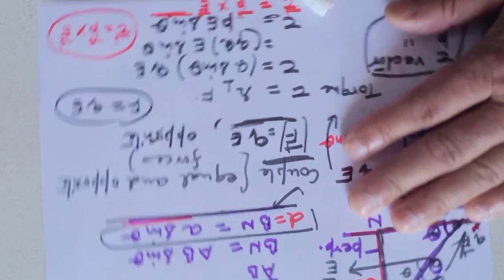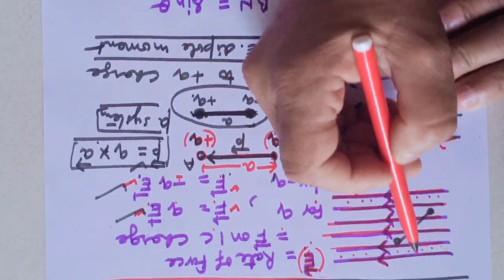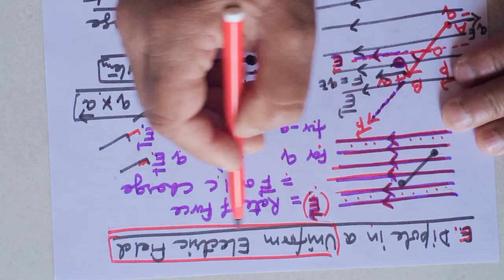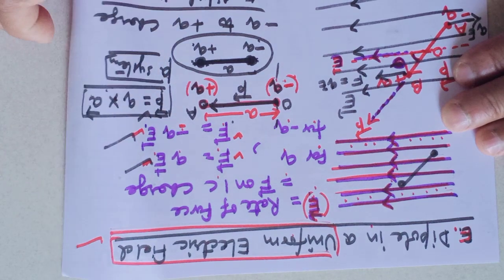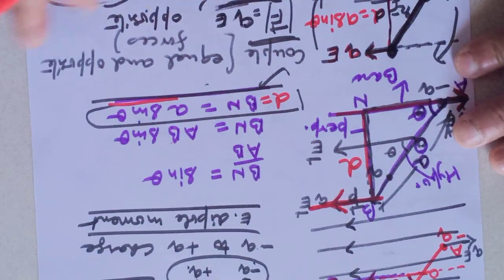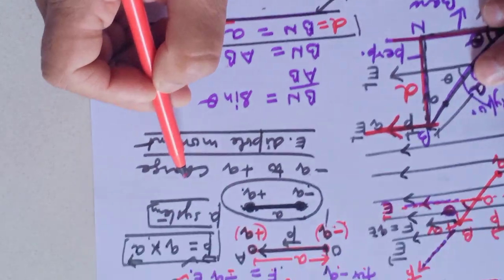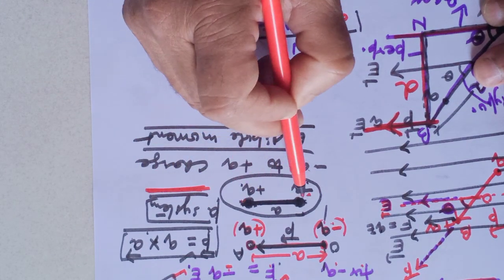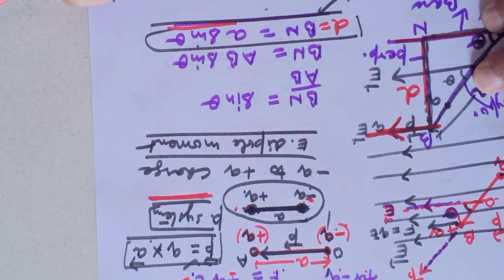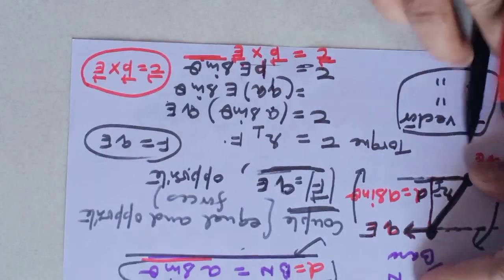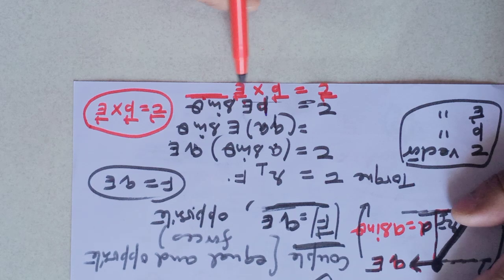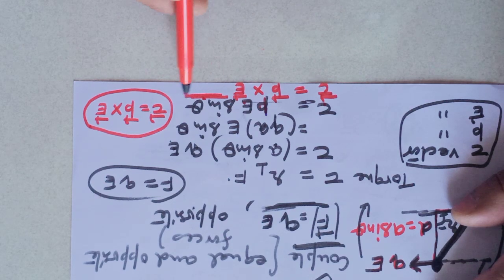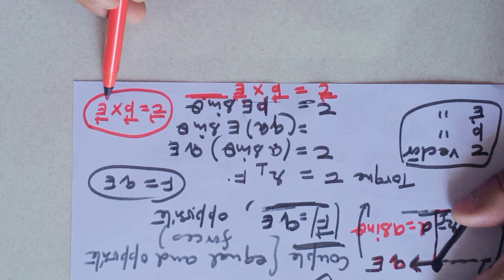So the conclusion is, when an electric dipole is kept in a uniform electric field, since it is a system of two equal and opposite charges that we cannot separate, it will experience a torque. Tau is equal to P cross E. Thank you.